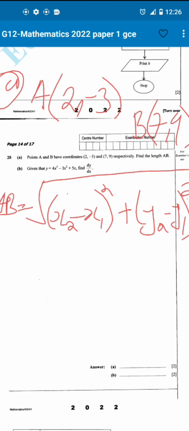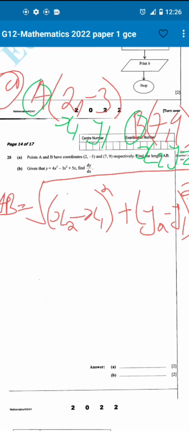Now on this formula, what we are going to do is this. Remember, we have our coordinates. We are going to rename them. For the coordinates of A, we have 2 coordinates, so this is our x1 and this is our y1. For the coordinates of B, this is our x2 and this is our y2. Let's take these coordinates and put them in the formula.